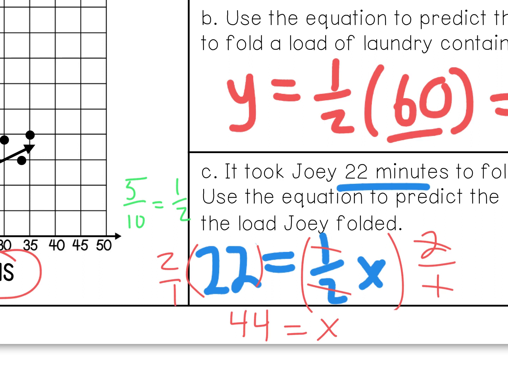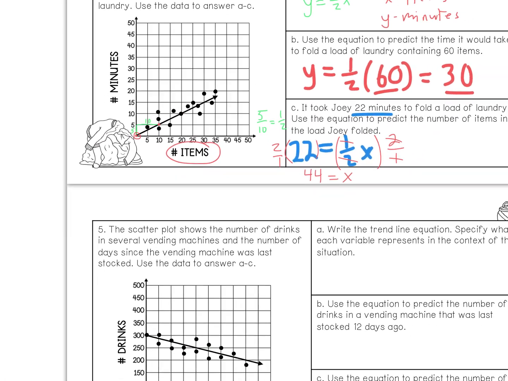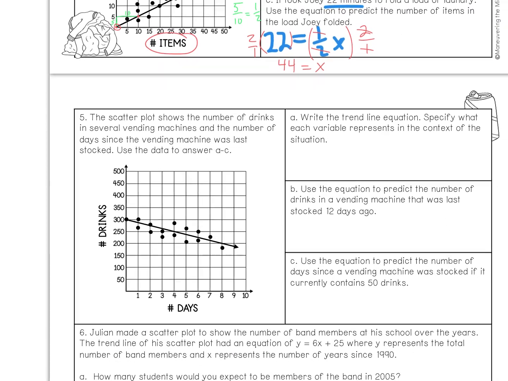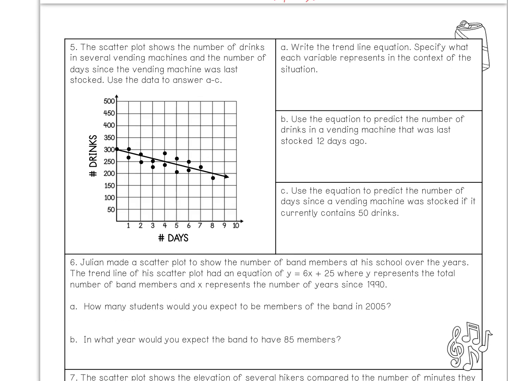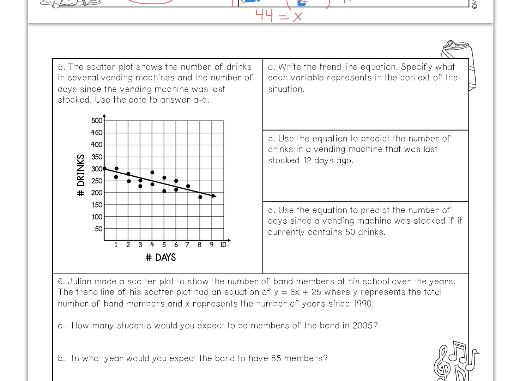Okay. So what is something we could say? It takes half as long to fold the laundry as the number of items. Or there are 2 times more items than minutes it takes to do the laundry. Okay? I want you guys to try number 5 on your own.